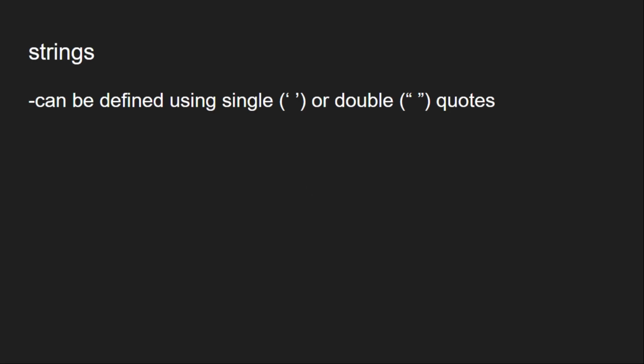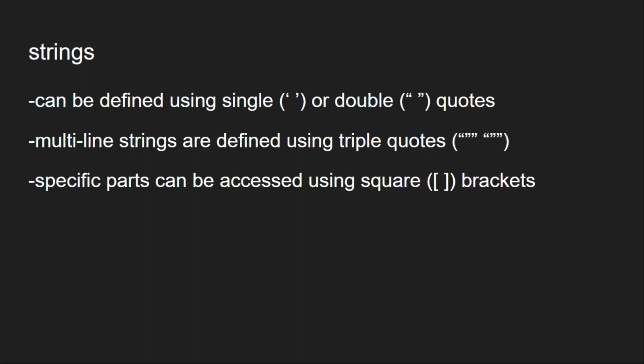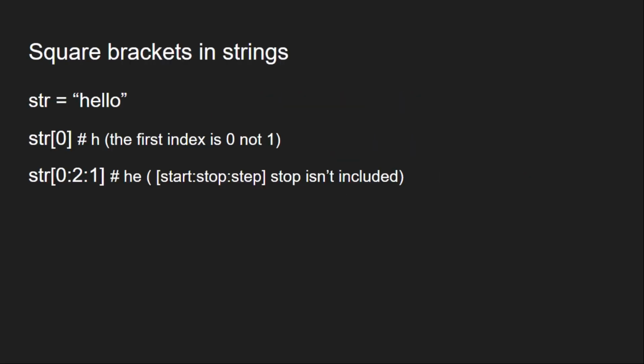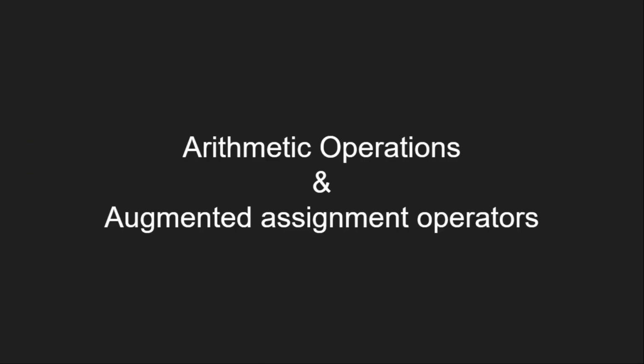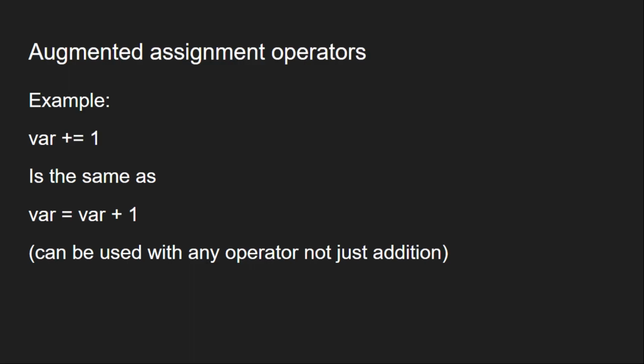We can define strings using single or double quotes. To define a multi-line string, we surround our string with triple quotes. Specific parts of a string can be accessed using square brackets. Arithmetic operation. Augmented assignment operators.